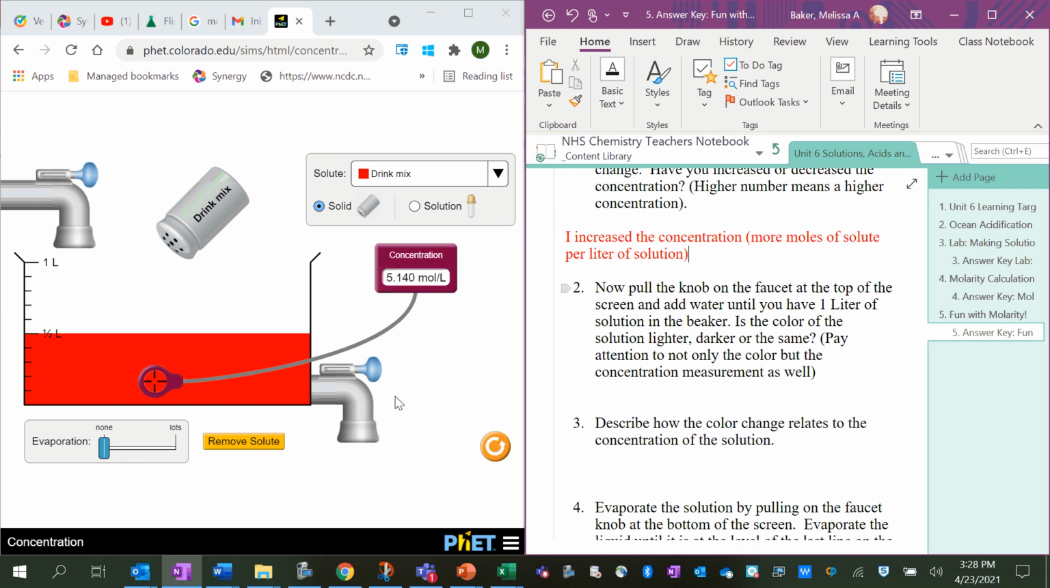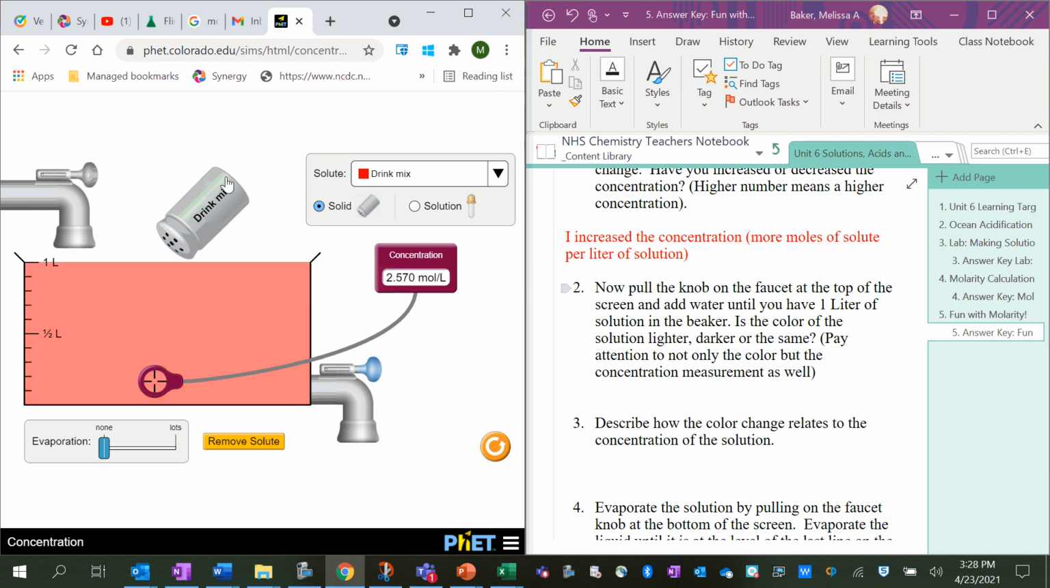Now it says pull the knob on the faucet at the top of the screen until you have 1 liter of solution. Is the color of the solution lighter, darker, or the same? Pay attention not only to the color, but the concentration. So the concentration's 5 right now. And ooh, it got a lot lighter. And now it's only about 2.5. Okay.